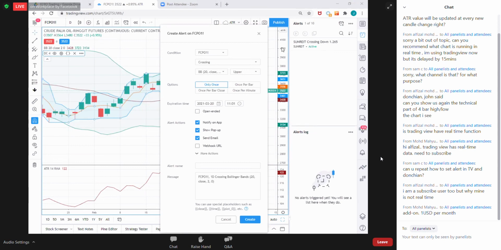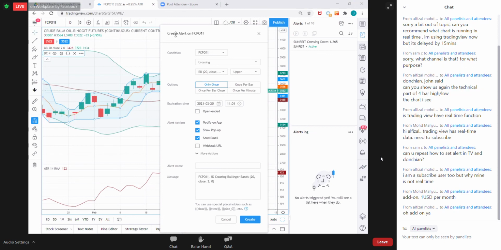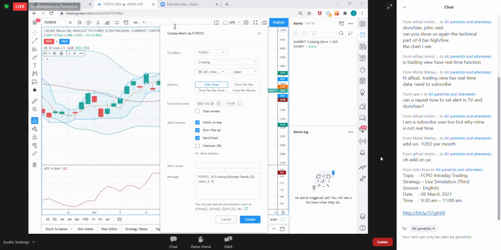So before that, please join the next session. We'll do the practical part. We'll do the simulation. Join the last session. It will be 6 March, same time Saturday, 9:30. So that will be the last part of this session.